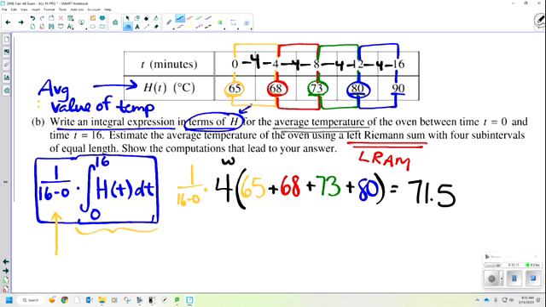Now that's the average what? I'm not even going to worry about a label. I was about to go into this area where, let's label it, the average temperature of the oven between, I mean, it's temperature, so it'll be degrees Celsius, but they're not asking for that. So we're done with 3B.